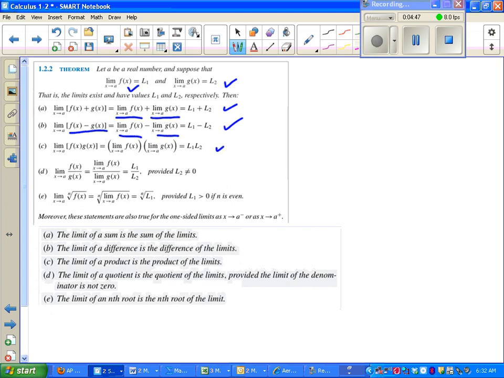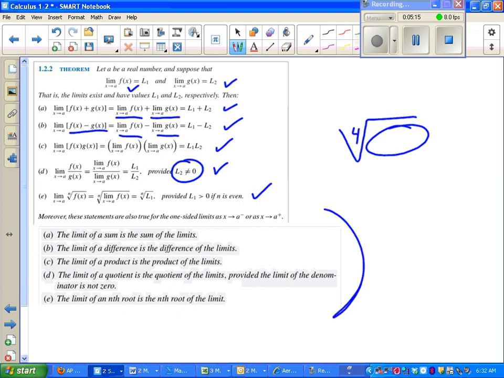Same thing works for multiplication and division. The only place you have to be careful there is you can't have the limit on the bottom equal to 0, because we can't divide by 0. And it works for radicals also. But you have to make sure that if you have an nth root that's even, for instance, a fourth root, its inside has to be positive or the limit does not exist.